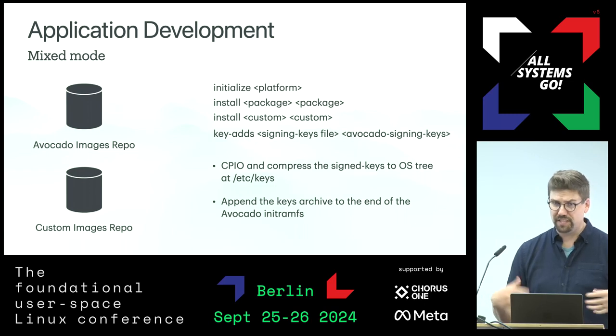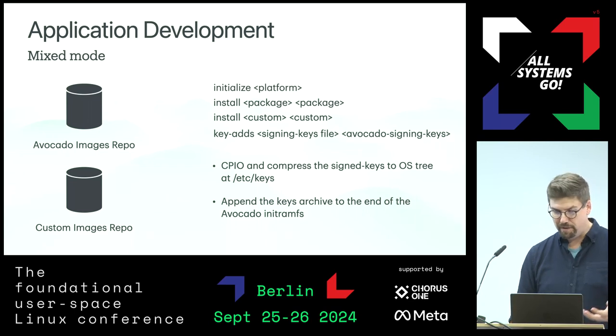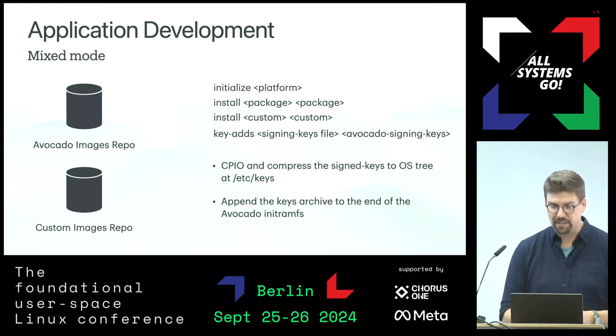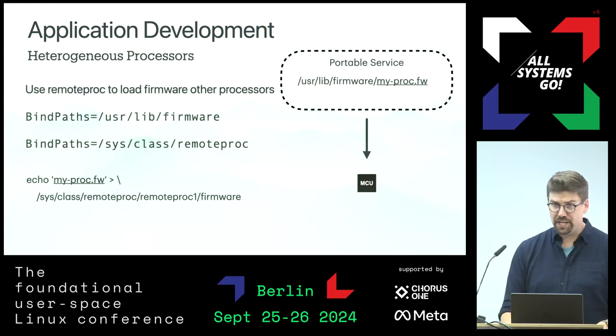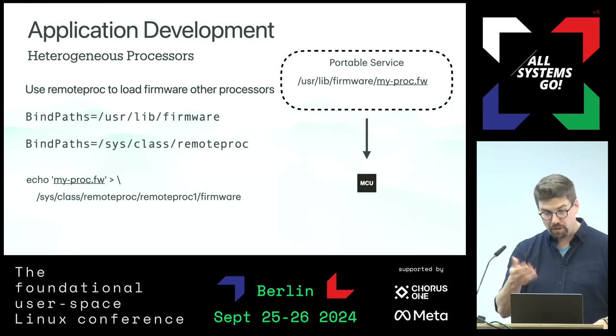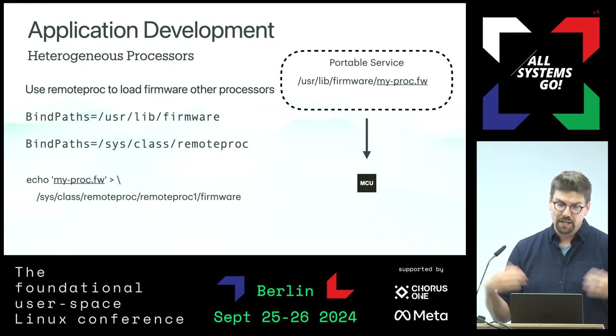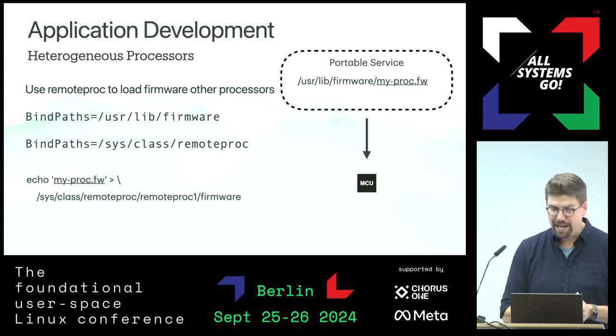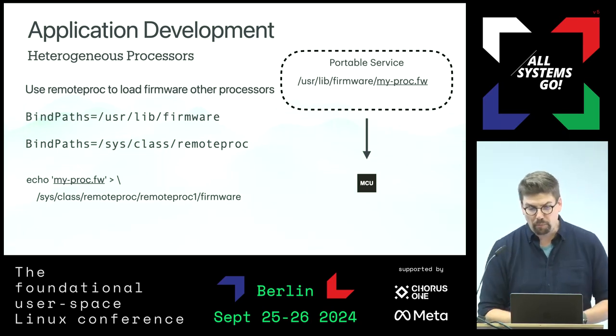You can also use this in a mixed mode to take your own custom images and blend it with Avocado by compressing and appending your keys into the initramfs by just adding into the CPIO archive. And for heterogeneous processing domains, we allow for bind paths to, in this case, just systemd-isms, bring in any firmware that you want to package as part of that service and use remoteproc, let's say, to load up remote processors.